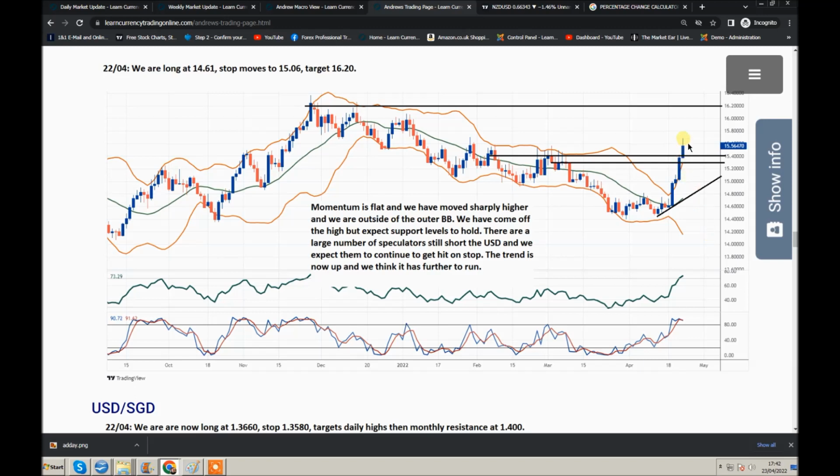Personally, I still think we're going to get up to our target, but would I come in now if I wasn't in? The answer would be no. I'd wait for a pullback to the 1540 level, see if we can find support, then go off that level, stop behind here. And in terms of emerging markets, the exotics, I love trading them because you very often get really big moves. This is what, a 5% move in just a few days. So it was a really nice trade for us last week.